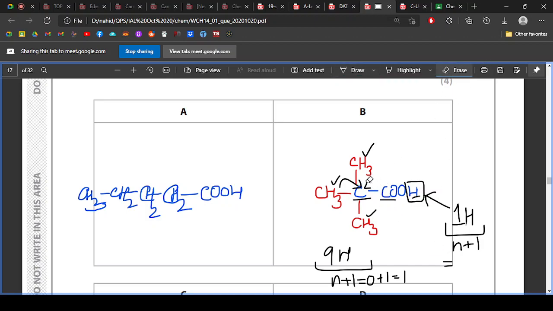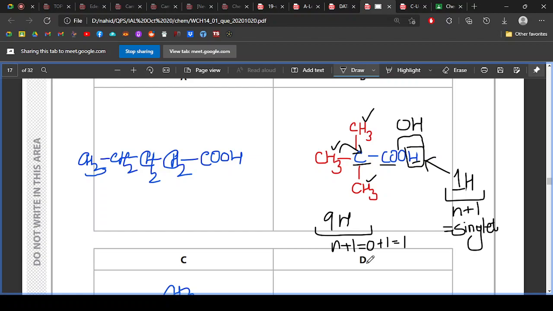More importantly, isn't this a hydrogen inside an OH group? And we talked about this: whenever a hydrogen is inside an OH group, it's always a singlet. Do you remember this? So doesn't it make sense that both are singlets?